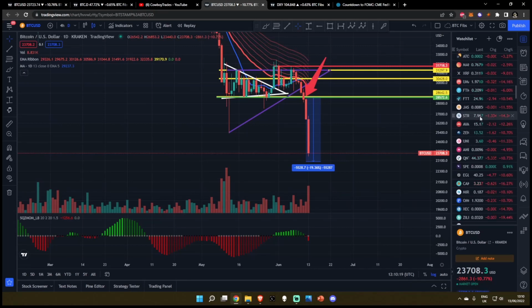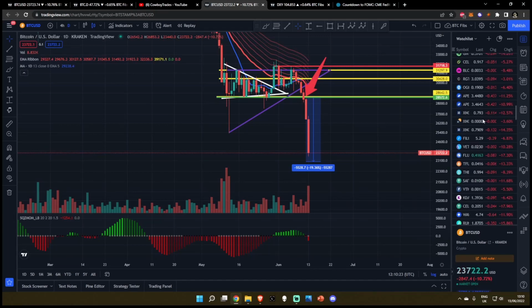People hated on me when I said Strong was going to 0 when it was at $270. It's now at $8. People hated on me when I said Ape was going to 420. We're now at 345. People left comments saying, in my dreams, Cardano's going to $1. They said that at $2. They said that at $3. They said it at $6.50. We're now at $1.40.